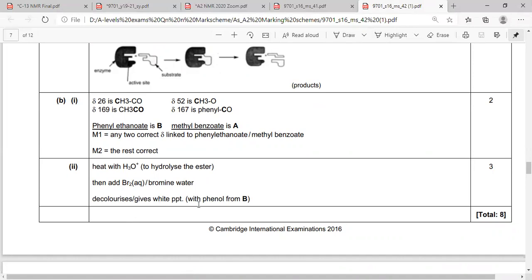Simple, isn't it? Now I've finished NMR, for proton and for carbon-13. The next one we do will be your mass spectrometer, and the last one will be chromatography.